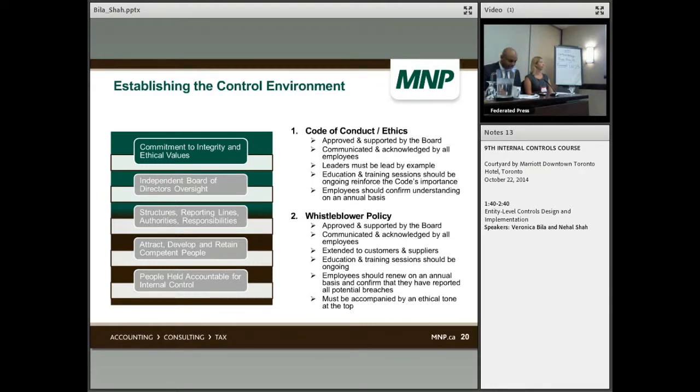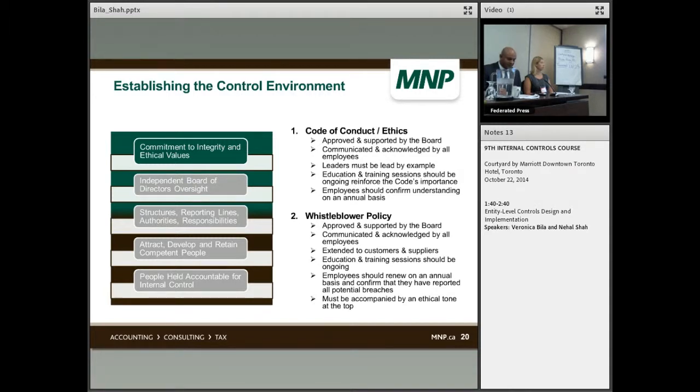If we were looking at the first principle, commitment to integrity and ethical values, we would expect to see a code of ethics policy in place. We would expect that the code is approved by the board of directors and reviewed on an annual basis. We would expect that it's communicated and acknowledged by new and existing employees on a regular basis, and that acknowledgement is tracked by the organization as well. We would also expect that it's reinforced regularly through refresher training.